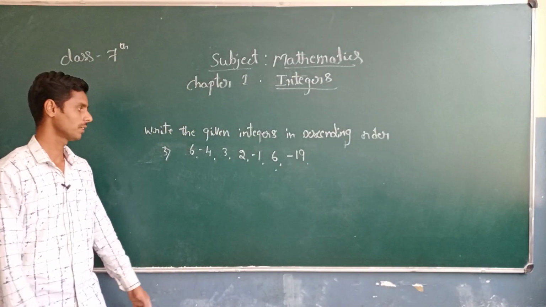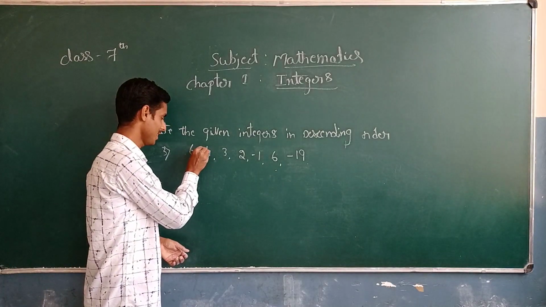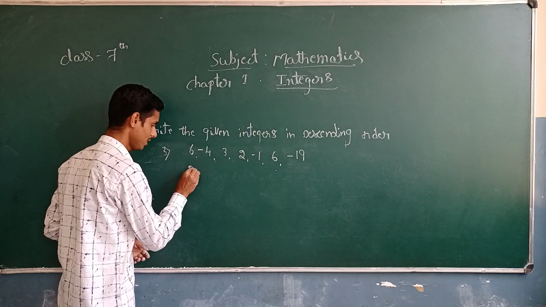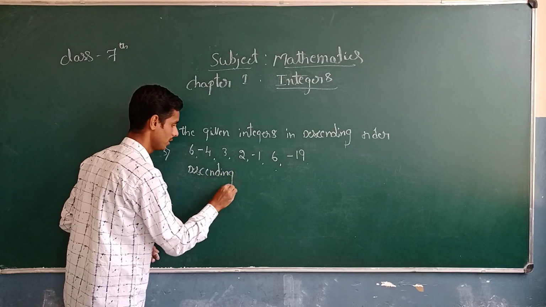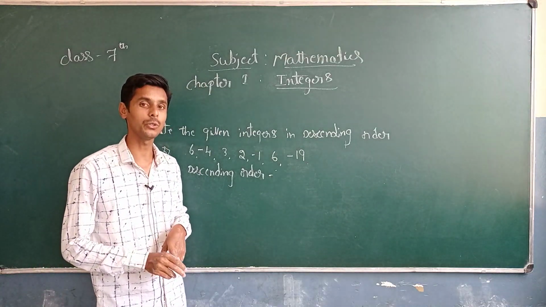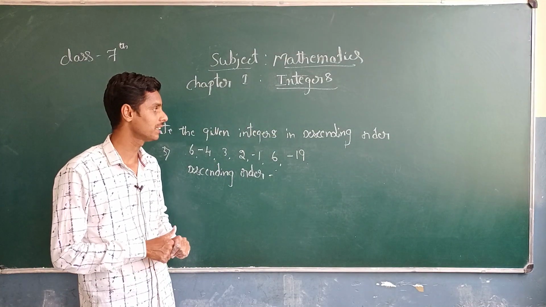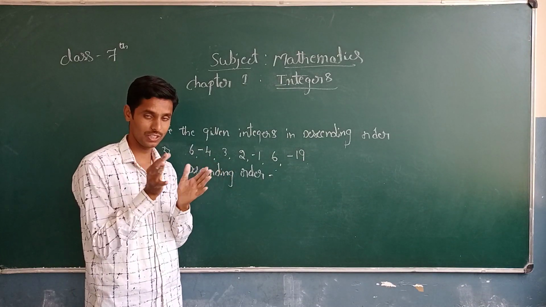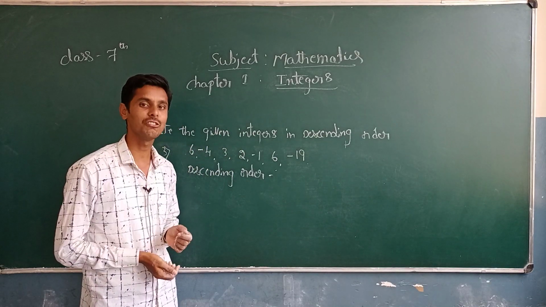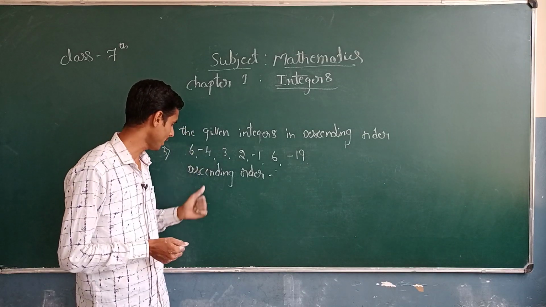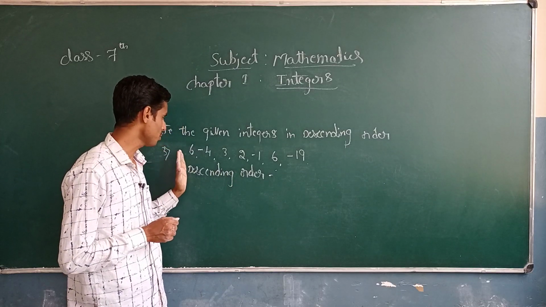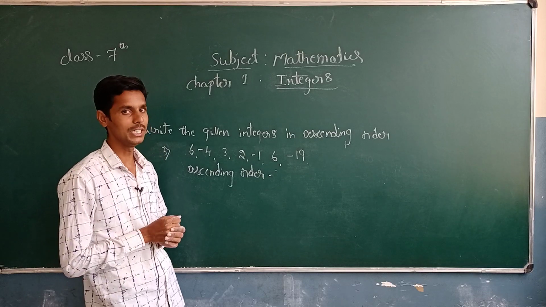Okay, these are some numbers which contain positive integers and negative integers. Which order are we writing? Descending order. In ascending order, I told you that when negative and positive integers are given, we write the negative values first, right? But here we are writing descending order. How to write? First we have to write the positive values.